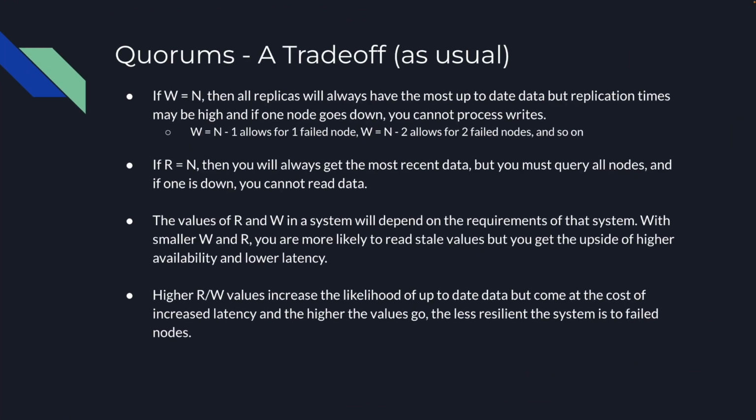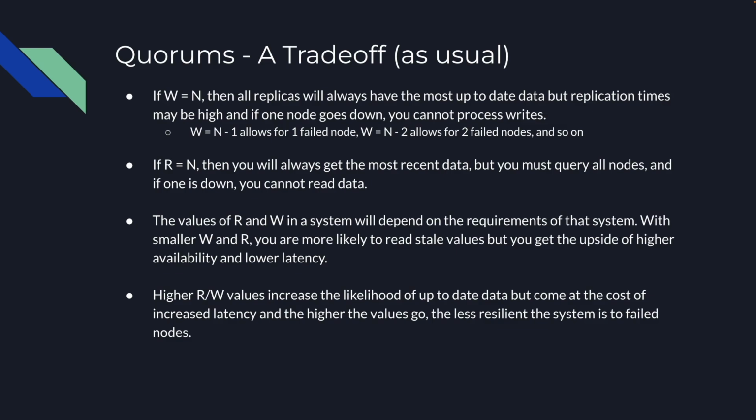So quorums come with a trade-off. If w equals n, then all replicas will always have the most up-to-date data because all n replicas must confirm the write, but replication times may be high as it needs to go to all of the replicas, and if one node goes down, you cannot process writes because all n nodes need to confirm the write, and if one is down, then you cannot confirm that write.